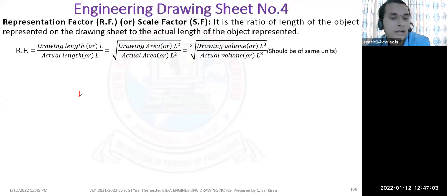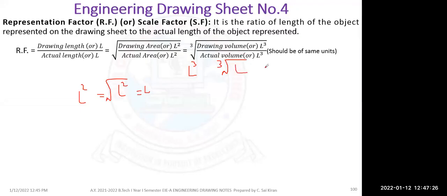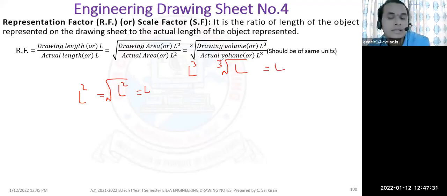So if it is already L square, L square, and I want to make it as length, then what I have to do is take the square root of L square. If I take the square root of L square, then I'll get the L value. Similarly, for the volume, I have L cube, so I have to take the cube root in order to find the value of L. Whatever may be the area or volume, I have to convert it in terms of L. So here I'll take the cube root of L cube, and it will become L.